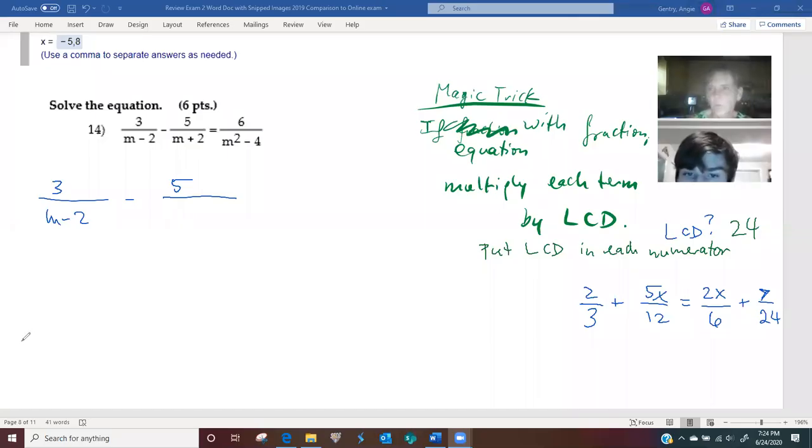So, sorry. On this one, would you like to multiply the 2x over 6 by 4 to get the bottom to be 24? What I don't want to do is to get the bottom to be 24.